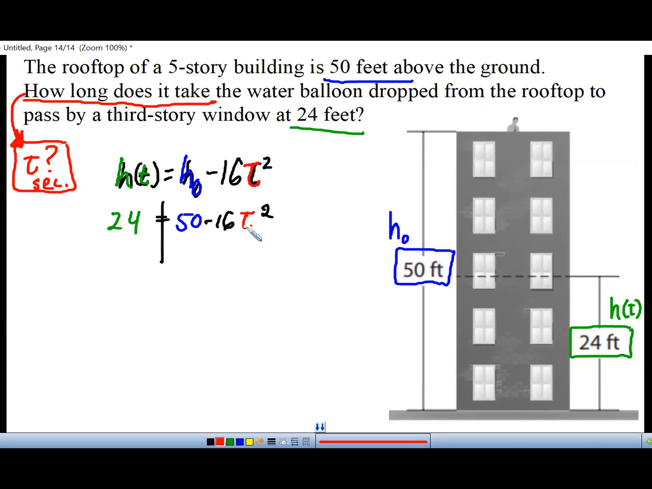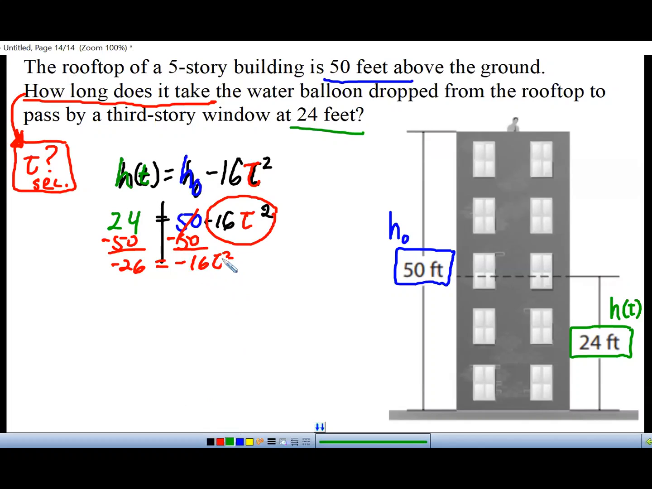All right, so to solve this, line down the equal sign. I need to leave the t by itself, but right now it has a negative 16 next to it. So we need to get rid of this positive 50. To cancel this positive 50, we what? Subtract 50 from each side. We end up with negative 26 equals negative 16 t squared.